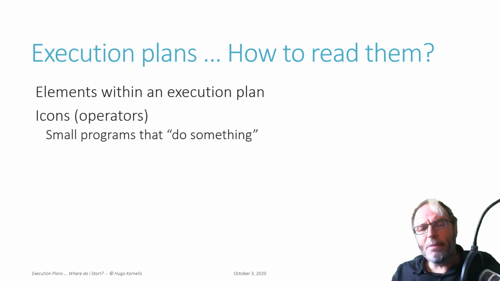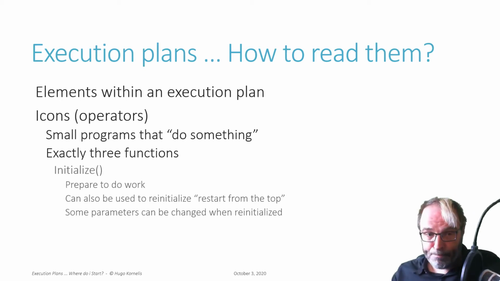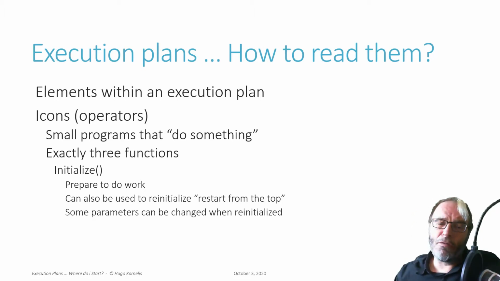But first let's dive a bit deeper into those operators, the icons, the small programs that all have their own specific task. Now, if you go into the details of that, you will find that every operator has exactly three functions. And for a programmer, you could say that every operator can be called using three access methods or three entry points. One of them is the initialize call. And if an operator is called to initialize, it means that it's going to prepare to work. This will always be the first call to every operator when the execution plan starts running.